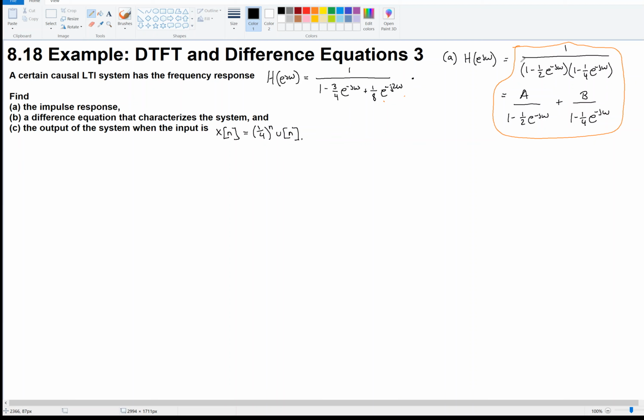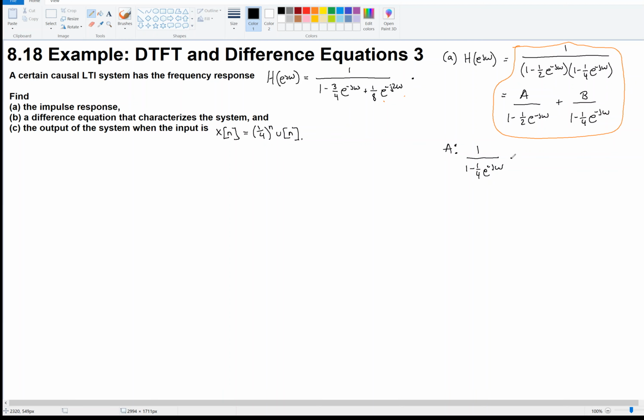What we're going to do here in the orange box is multiply everything to get A, so I'll write A colon. To get A, we're going to multiply by A's denominator and then set e to the minus j omega equal to whatever makes A's denominator 0. So let's multiply everything in orange, that is the entire equation, by A's denominator. So on the left, or on the top I guess, we would have a factor cancel, right?